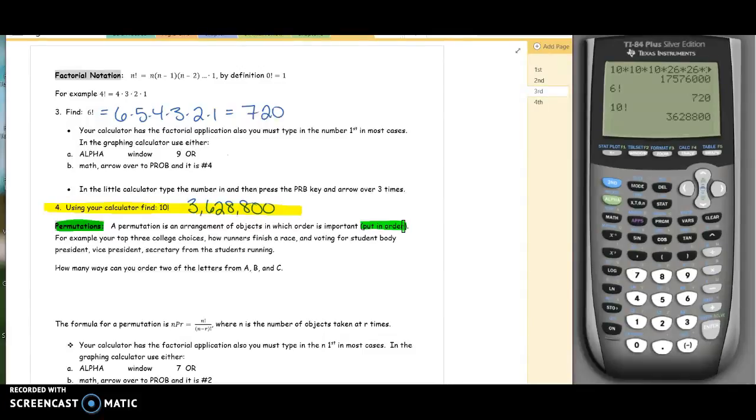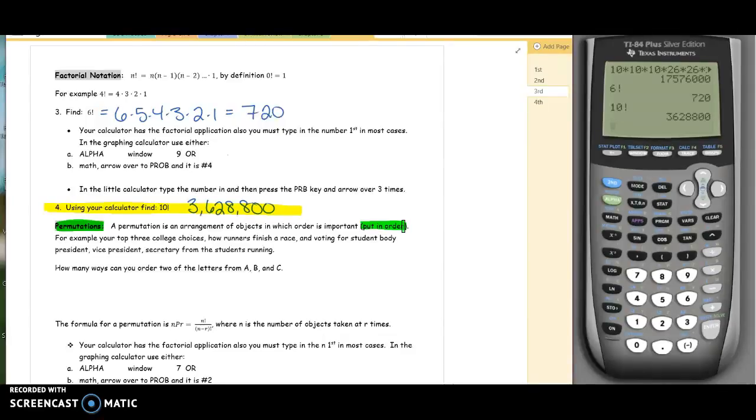Here's an example of a permutation. Let's say there's 20 of you in this class. We are going to elect president, vice president, and secretary. If I elect Shiv as president, that would be different than me selecting Xavier as president. So the order that we select people for president, vice president, and secretary matters, because whether we select student A for president or student B for president, it's different.